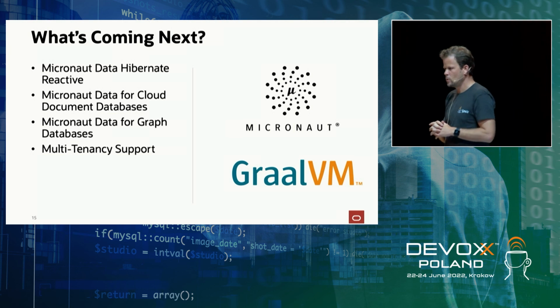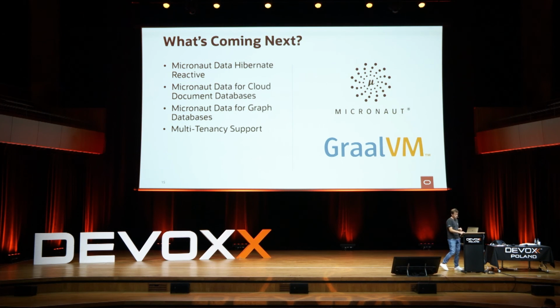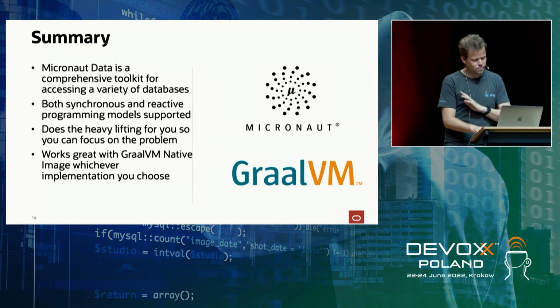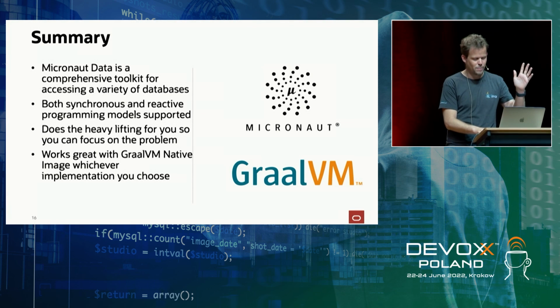Later this year, we're launching Micronaut Data for cloud document databases and extending it. And then next year, we'll be looking at graph databases and other things like multi-tenancy. So I think I'm out of time, but in summary, Micronaut Data is a comprehensive toolkit for accessing a variety of databases. It's awesome, and it works great with GraalVM native image.